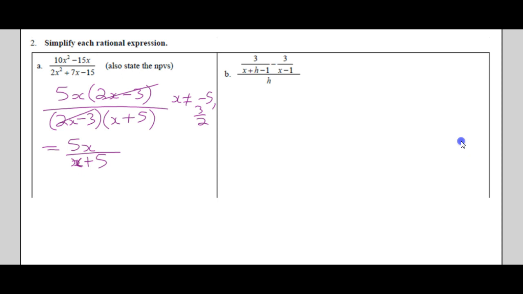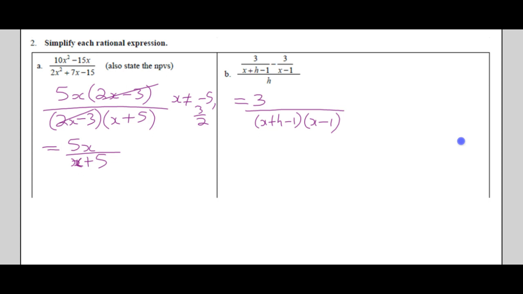We should subtract. We should simplify the numerator so it's a single fraction, a single expression. Right now it's a minus, so we need to find a common denominator for the numerator and work that. The common denominator is going to be one of these and one of these. You need an x plus h minus 1, and you need an x minus 1. So let's list this. Okay, that's how I'm going to work the numerator.